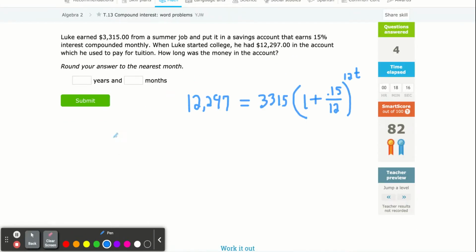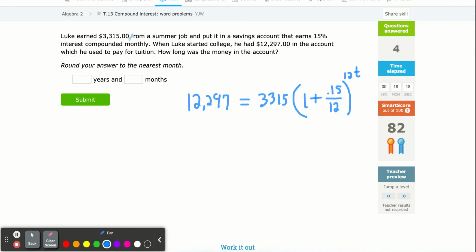Now we've gotten to a problem where we're going to have to use a logarithm, because it gives us his principal amount, what he started with, that's this amount right here. It gives us the interest rate, so there's the interest rate, 0.15. It says it's compounded monthly, so that's 12 times a year. So that's our N value, 12 times a year.